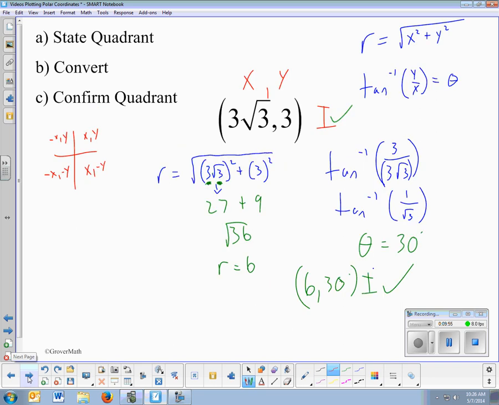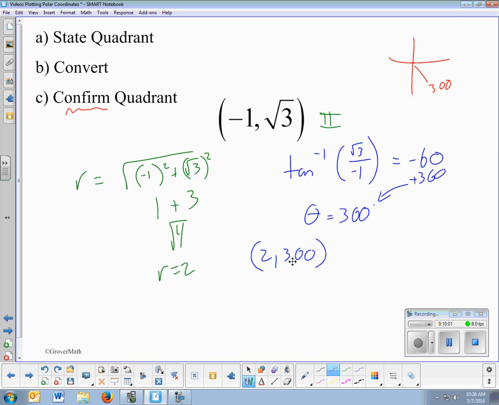In the previous example, the calculator gave us 30 degrees. That was in quadrant 1, so we were good to go. But in this example, it's giving us 300 degrees. That's in quadrant 4, not in quadrant 2.